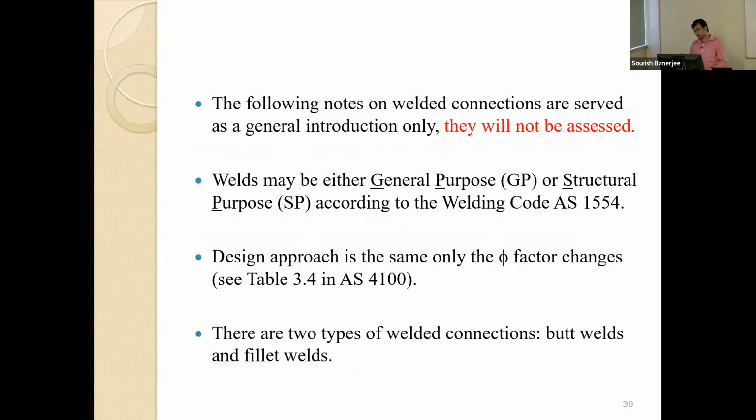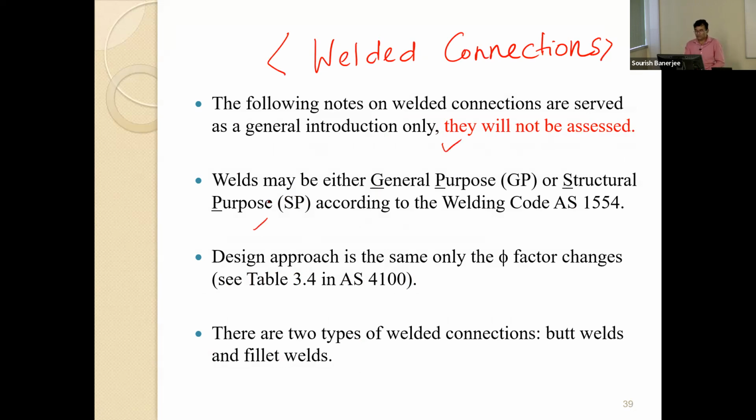Now, welded connections. This will not be assessed for this course, so we'll only have a general introduction about the welded connections. So you can write this as your welded connections. Welds may be either a general purpose weld or a structural purpose weld according to the welding code. So welding has a different standard. The design approach is the same, only the phi factor changes, see table 3.4. And there are two types of weld connections: butt welds and fillet welds.